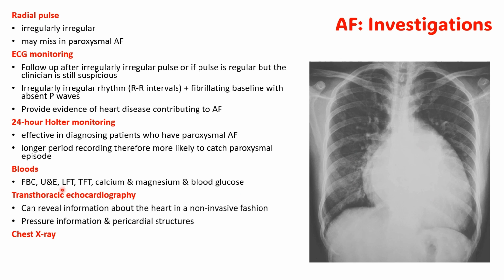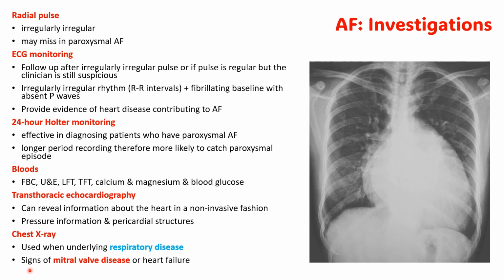Okay, and then we have transthoracic echocardiography, which can reveal information about the heart in a non-invasive fashion. Ultrasounds are a very useful first-line imaging modality, and this can give information about pressure and also the pericardial structures. Chest X-ray can be used when there's underlying respiratory disease. It can also be used on the suspicion of mitral valve disease or heart failure.